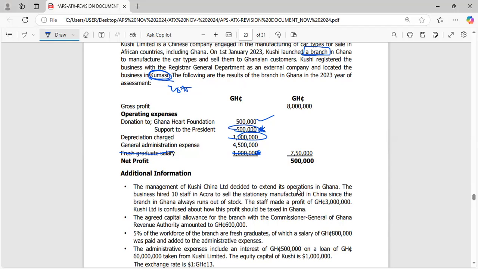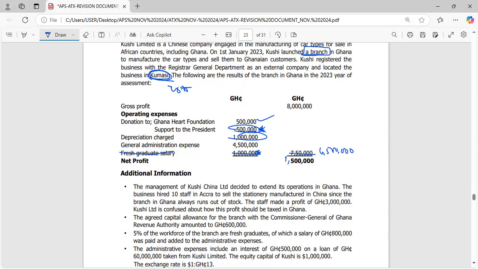So this one, the total deduction will be 6. So make that calculation, make those changes on your question paper. So the total deduction will be 6,500. So this will be 1,500. So the net profit will be 1,500. General admin, 4,500,000. All right.